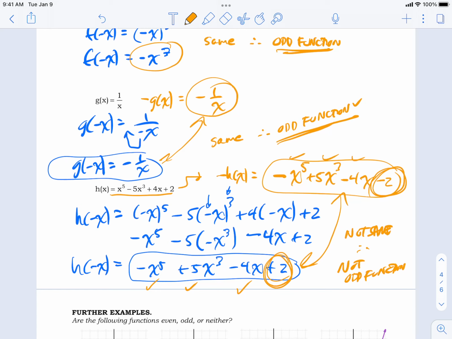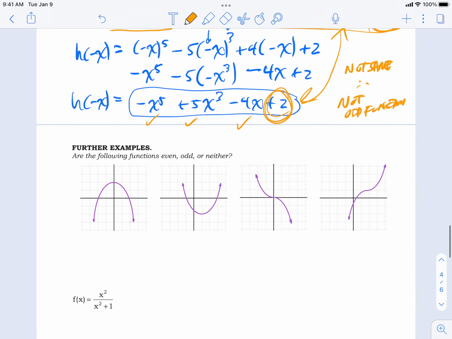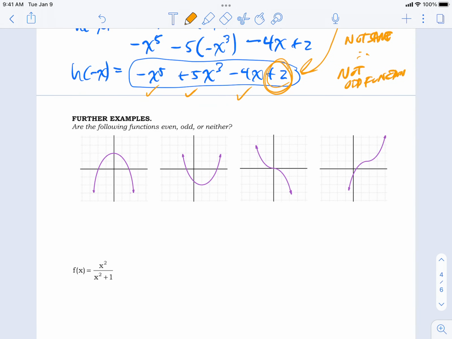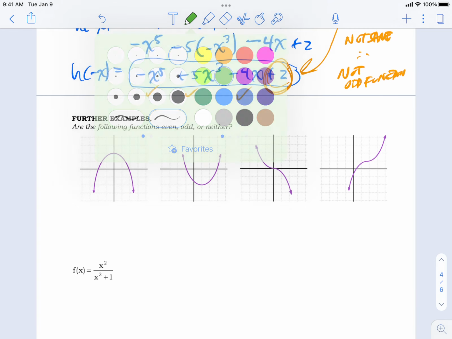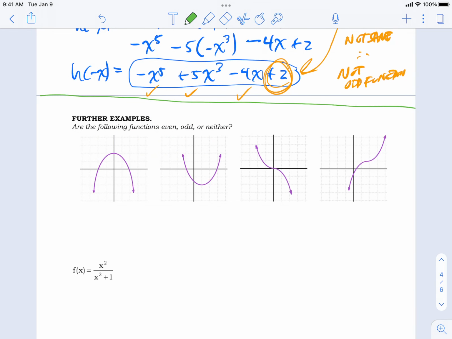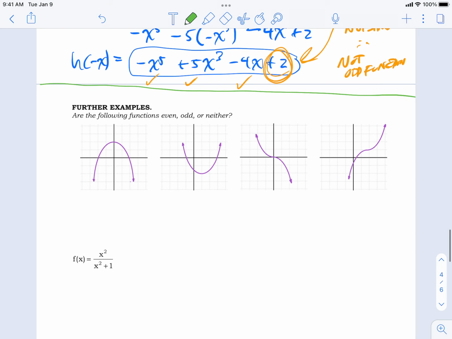Okay, so I've spent these first four pages defining what we mean by an even function, what we mean by an odd function, but also explaining how you test and prove definitively whether this is an even function or an odd function or not. I just want to end with a few more examples just to help work this in a little better. Let's switch colors maybe. Some further examples. These first four are quick and easy, but I just want to make a point. Are the following even, odd, or neither?